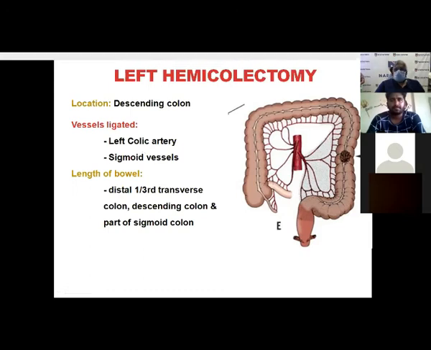This is left hemicolectomy, pure and simple. It starts at the distal 1/3 of the transverse colon. You remove up to the sigmoid. Then you anastomose exactly at the rectum. This can even be called an anterior resection. The vessels are the left colic and sigmoid vessels. Distal 1/3 colon, descending colon, part of the sigmoid. So left hemicolectomy. If it comes a little further down, then it becomes an anterior resection.